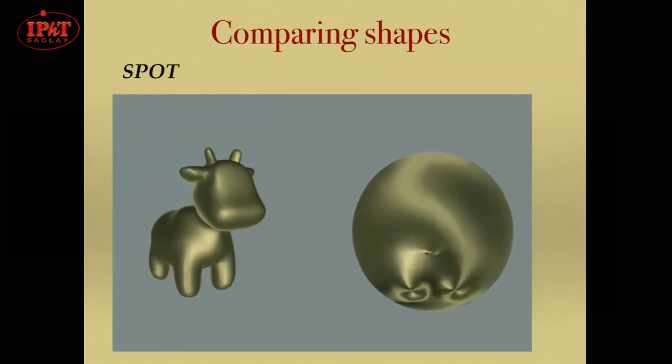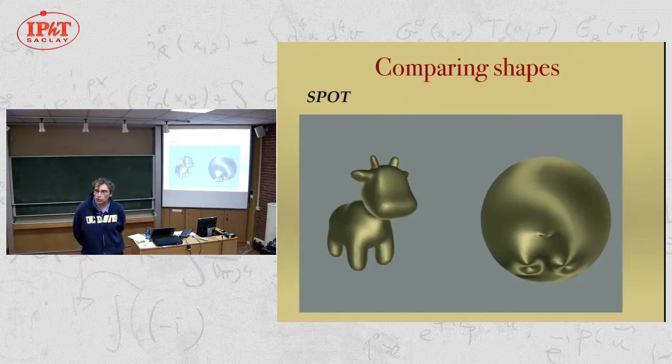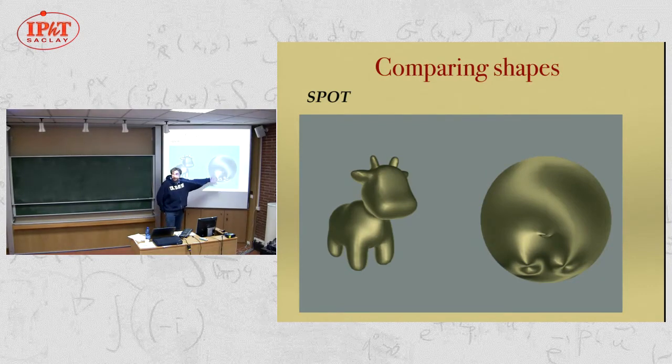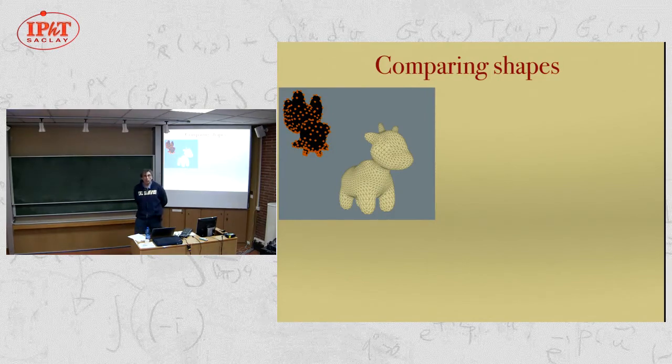Spot is, at first, at zero order approximation, a spherical cow. We call it genus zero. Now, what if I want to compare two shapes using the method I just described? Here, two versions of Spot.